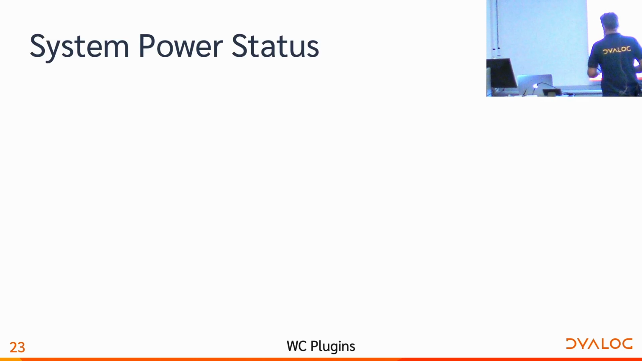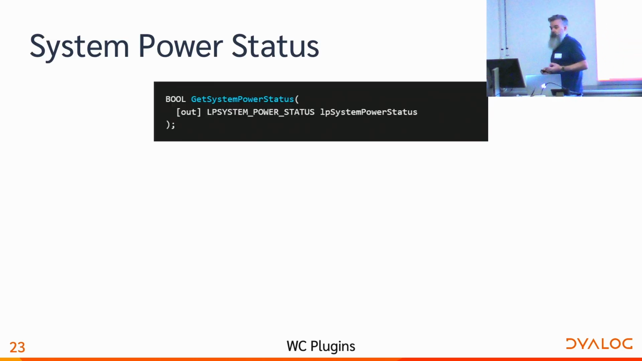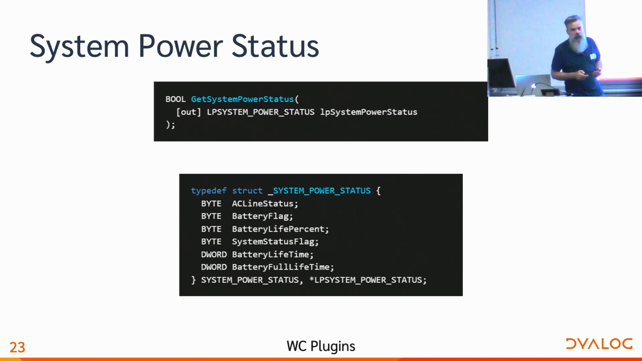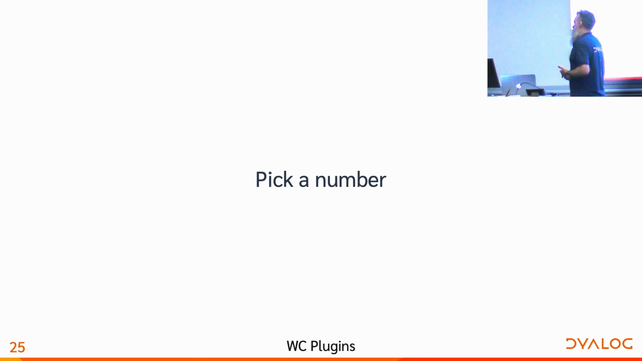So we're going to investigate the Windows API system power status, which is a function that fills in a structure which has various interesting things about the power status of the machine. We're going to create a plugin that looks at that. But the first job is I need you to pick a number. A three-digit number.